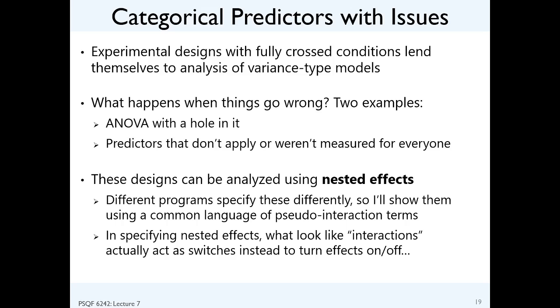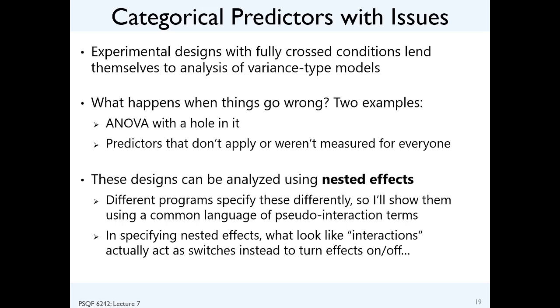I want to show you how to use the same concepts of main effects, conditional main effects, and interaction terms, or what look like interaction terms, to address situations in which predictor effects cannot logically apply to all people from your sample. So 2 specific examples I want to show you just within these slides here: the idea of ANOVA with a hole in it, as one of my students once characterized her design, as well as predictors that don't apply or weren't measured for everyone.